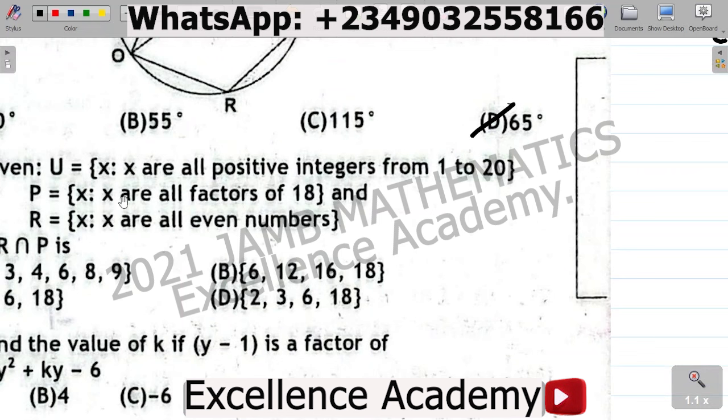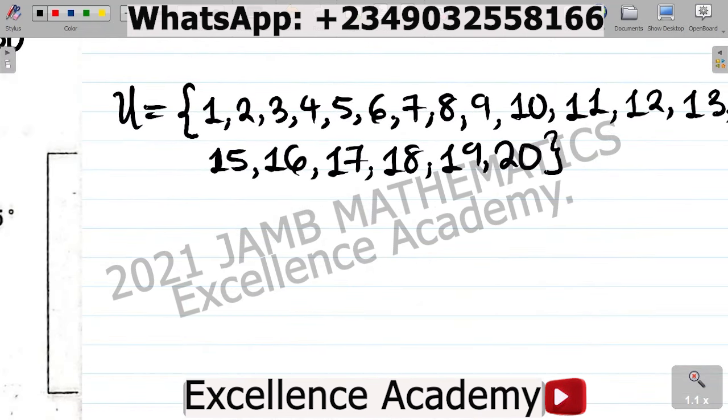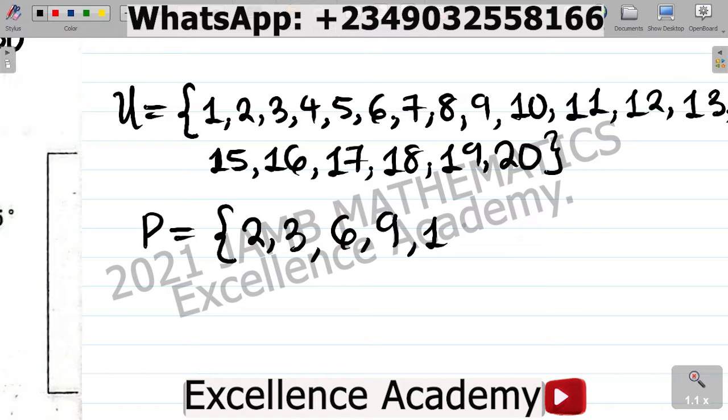Next, we said P is equal to {x, such that x are all the factors of 18}. So P will be equal to, what are the factors of 18? For the factors of 18, we have 1, 2, 3, 6, 9, and 18. These are the factors of 18. These are the numbers that can divide 18 without a remainder.